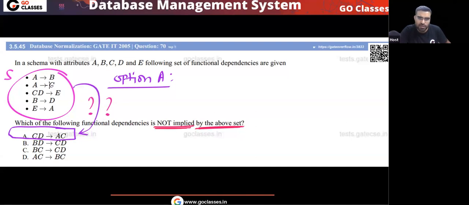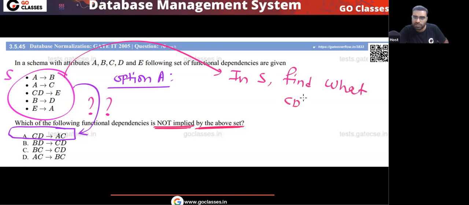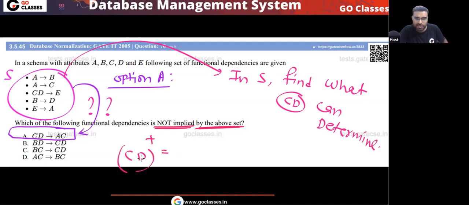So what is the best way? The best way is, in this S, to find the CD closure, that is, find what CD can determine. Can CD determine AC? Our target is AC. Can you get AC? So tell me, what is the CD closure?